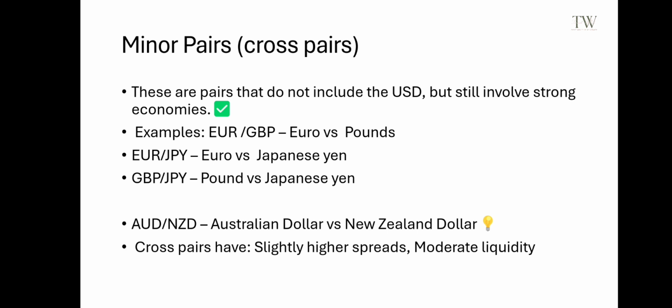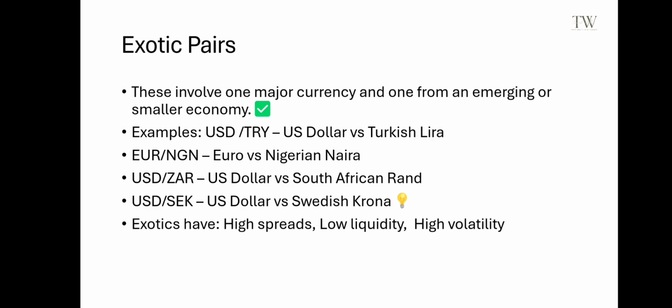Okay, now we also have the exotic pairs. These exotic pairs usually involve one major currency and one from an emerging or smaller economy. Okay, so there has to be one major currency in them and then one that is coming from not a strong economy like in the minor pairs, but from a smaller economy.